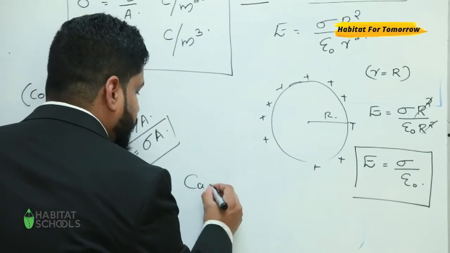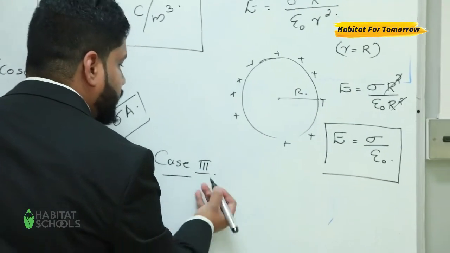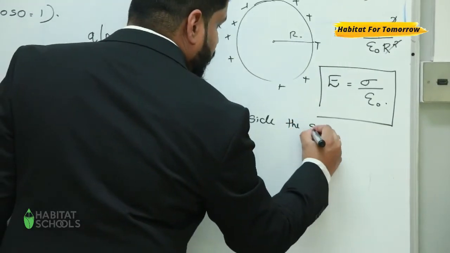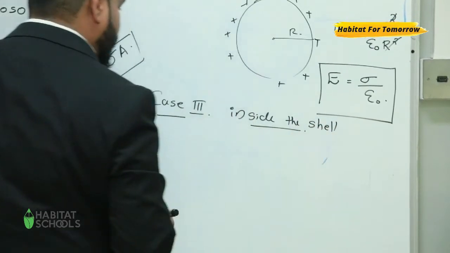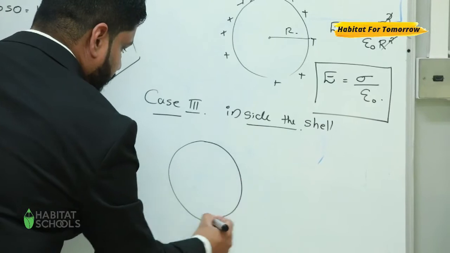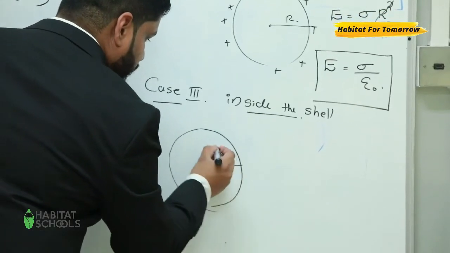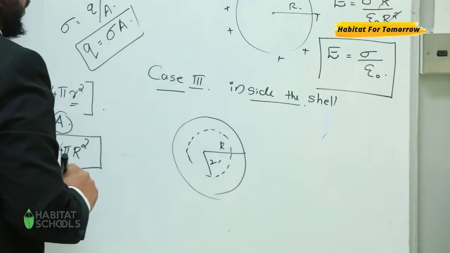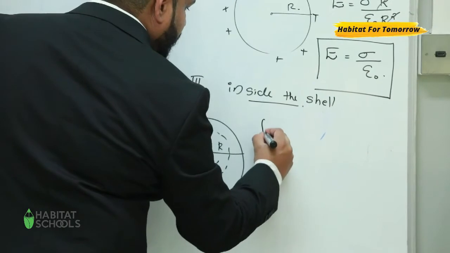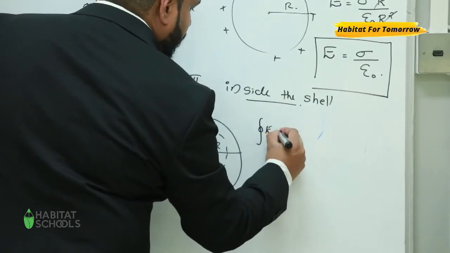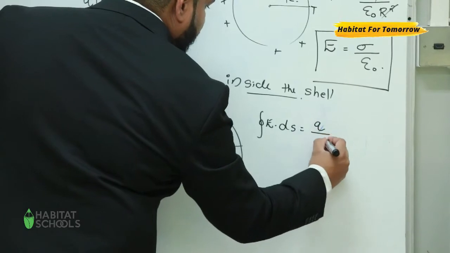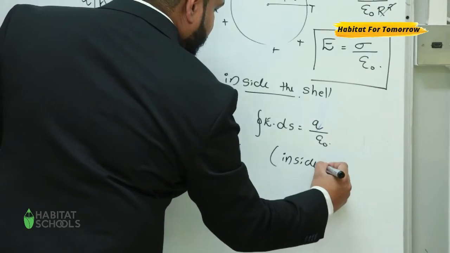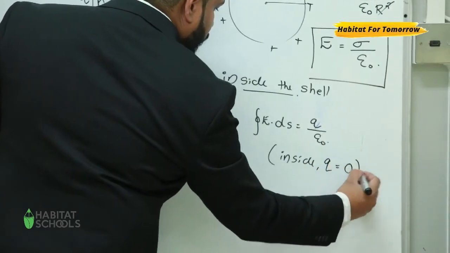And case 3. Case 3 is inside this sphere, inside this shell. Electric field inside the shell. So here this is a sphere of radius R. Inside you can consider one Gaussian surface with r dash. So we have the equation closed integral E dot ds is equal to Q by epsilon 0. But here inside, charge is equal to 0.